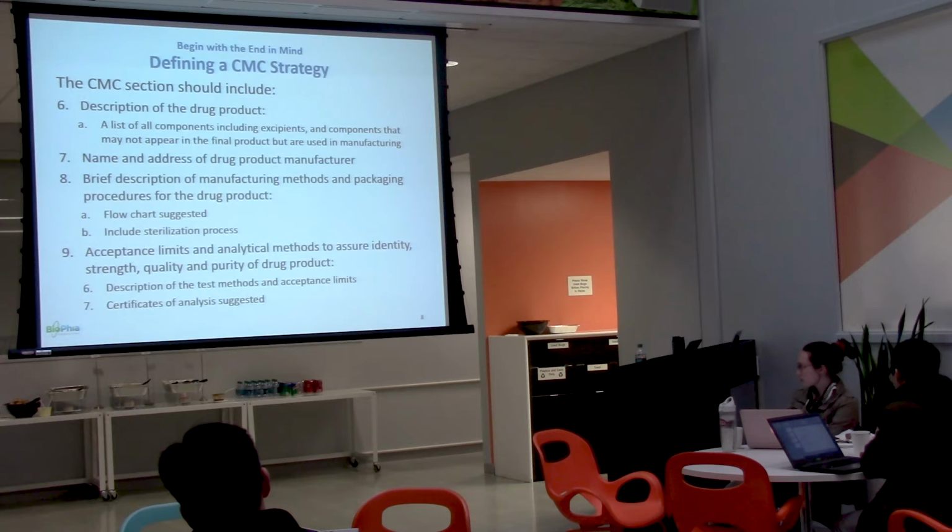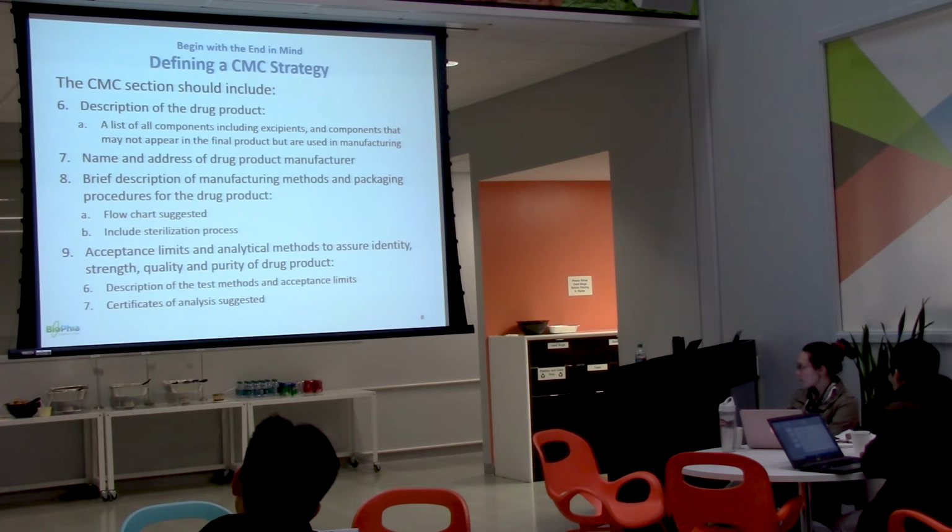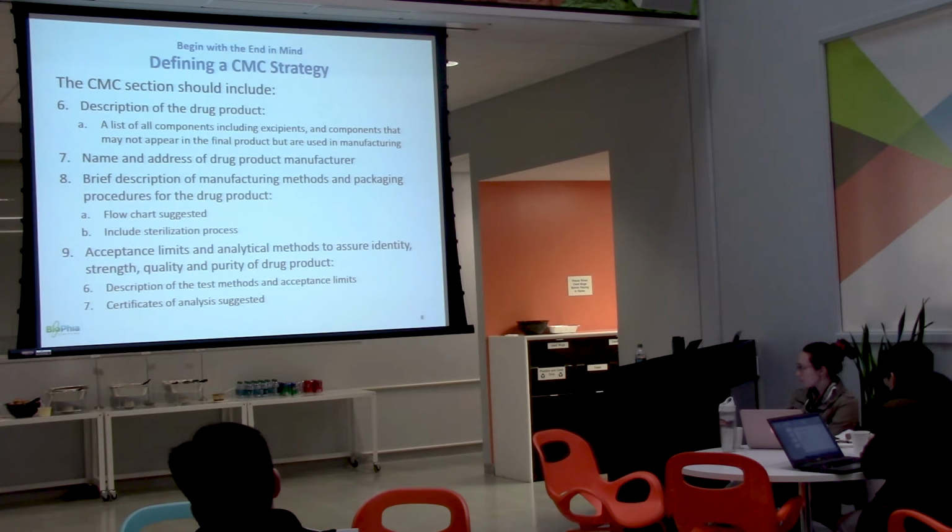The name and address of whoever is manufacturing that final drug product, a brief description of the manufacturing methods and packaging procedures. So flow charts again help very much. And here you need to include the sterilization process. So if it's a biopharmaceutical, is it aseptic fill? If it's a capsule, was it steam sterilized or gamma sterilized? So there's some information on the sterilization process.